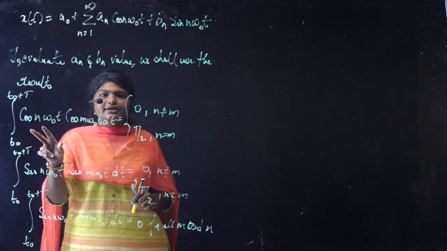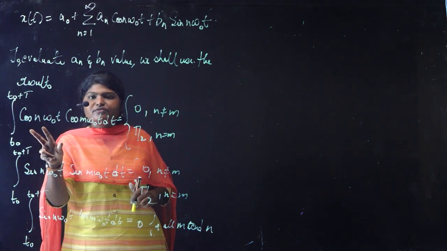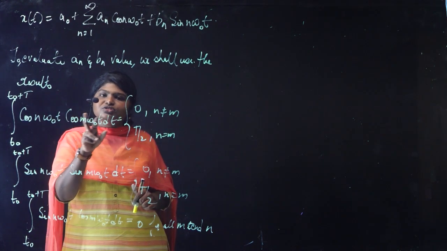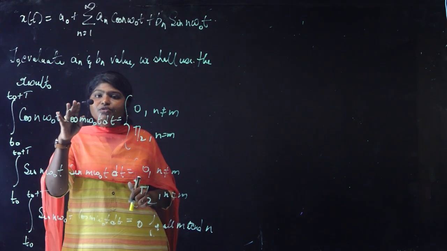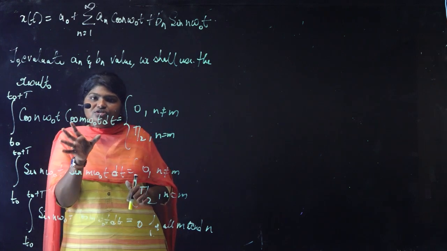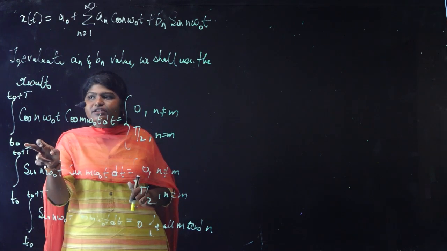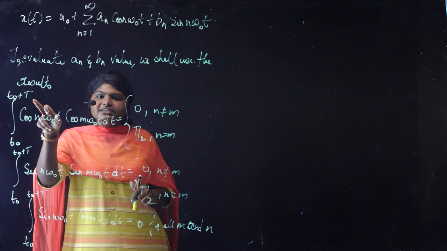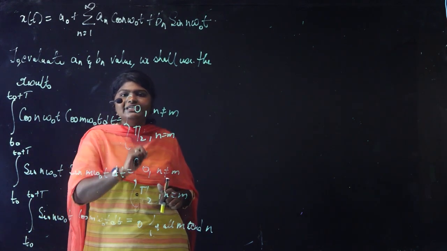If n equals m, what will happen? This will be a cos square term. Cos square term can be written as (1 plus cos 2 theta) by 2. If you integrate that, (1 plus cos 2 theta) by 2, in the period T naught to T naught plus T, you will get the value T by 2.